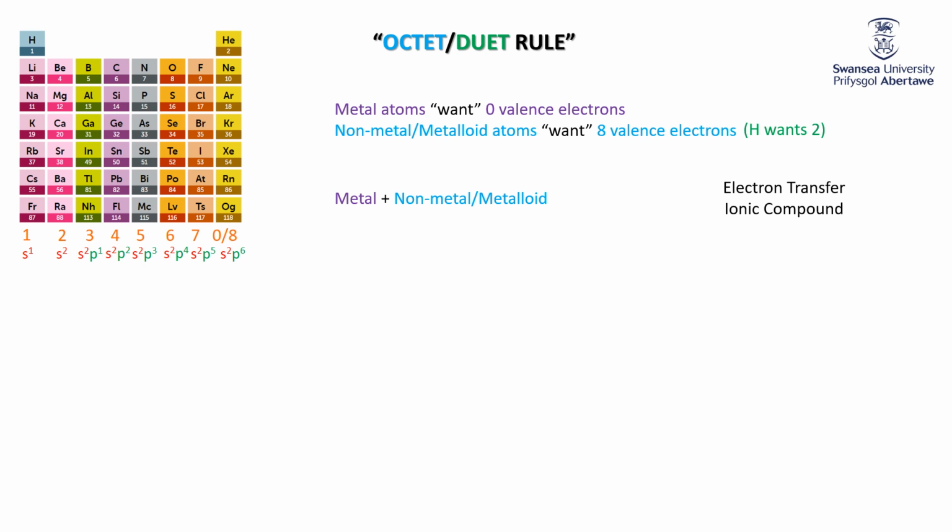Now, I know less than 1%, less than 0.1% of compounds are ionic compounds. Much more common is where you have a non-metal or metalloid atom with another non-metal or metalloid atom. All of these, of course, want to gain electrons. They cannot gain electrons from each other, so what they do is they share electrons to make a covalent compound and pretend that they have gained those electrons.